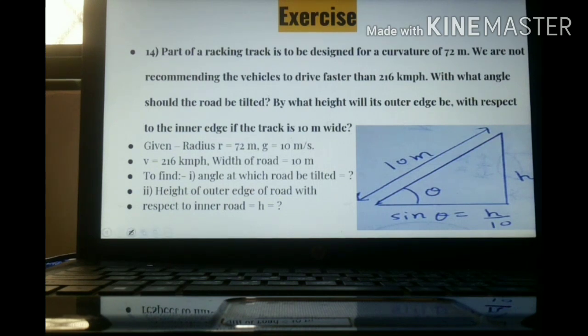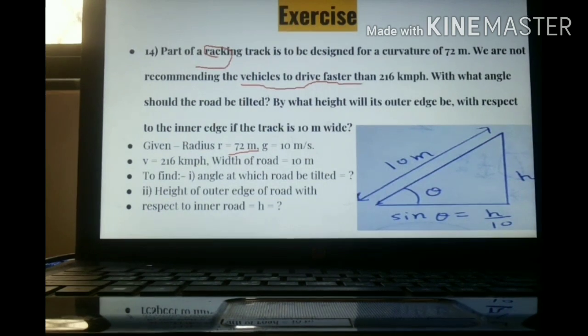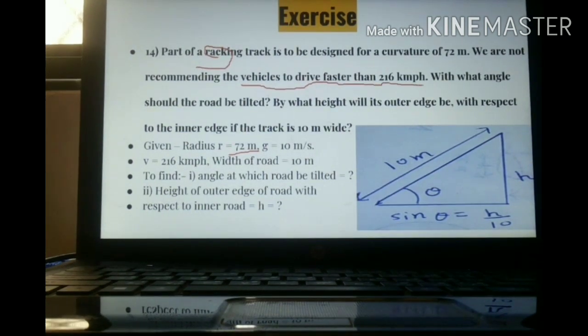Path of racing track, this is a spelling mistake. Path of racing track is to be designed for a curvature of 72 meter. Is to be designed for the radius of 72 meter, means R is 72 meter, radius is 72 meter. We are not recommending the vehicle to drive faster than 216 km per hour. Means speed of this vehicle is 216 km per hour.